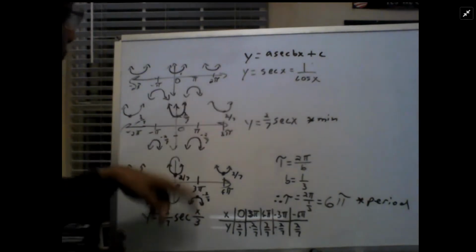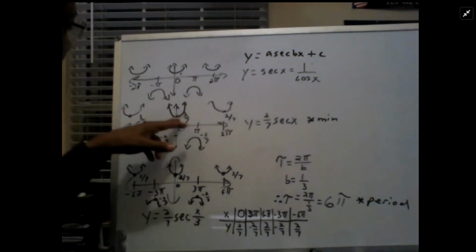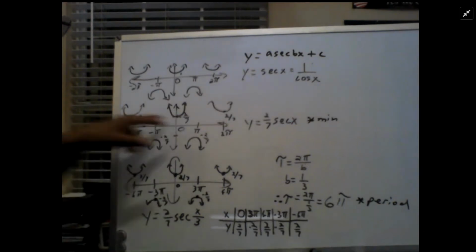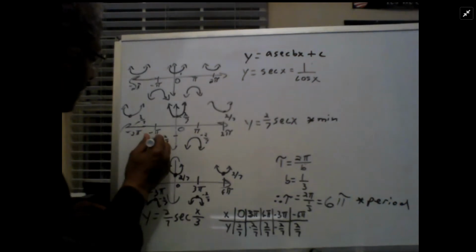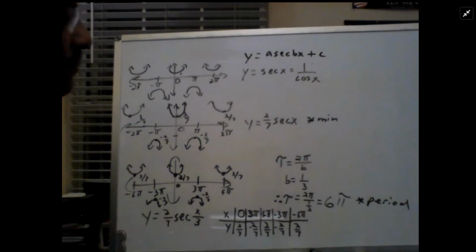So for this secant here, let's have the amplitude be 2/7, which is going to give us a local minimum at 2/7. And by the way, it's also going to give us local maximums at negative 2/7 by the amplitude. But they want the period to be 6 pi.